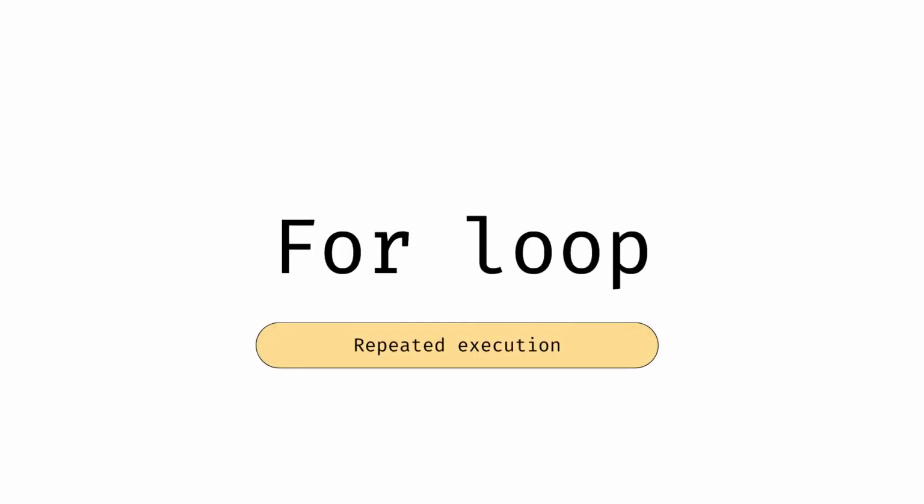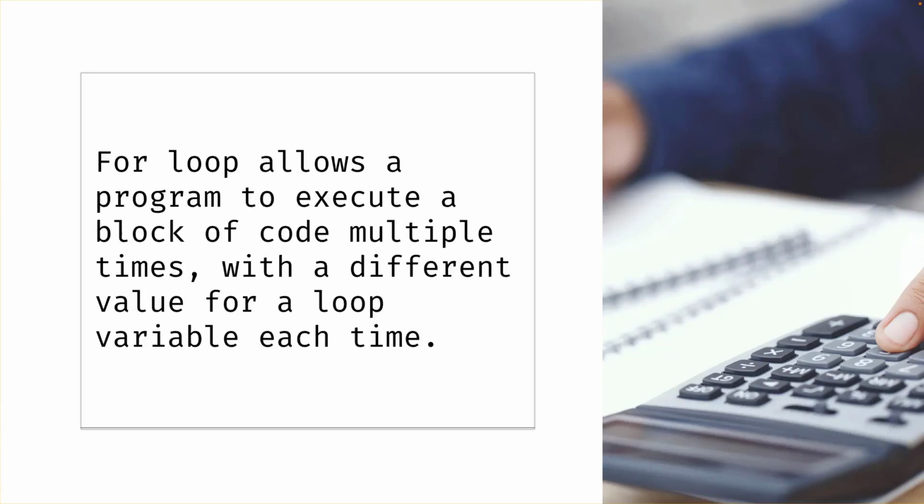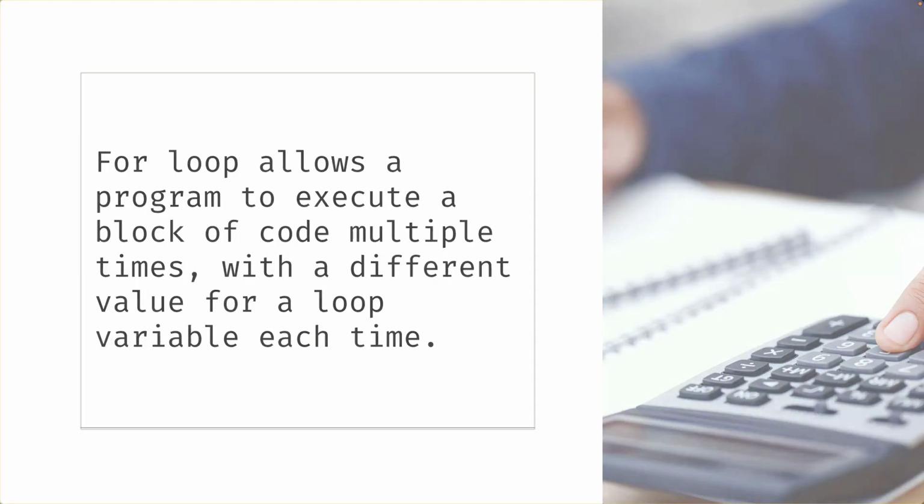Did you think we've seen all the loops? Well, think again. We have two more types of loops to discuss. The first one is the for loop. The for loop in Java is a control flow statement that allows a program to execute a block of code multiple times with a different value for a loop variable each time.